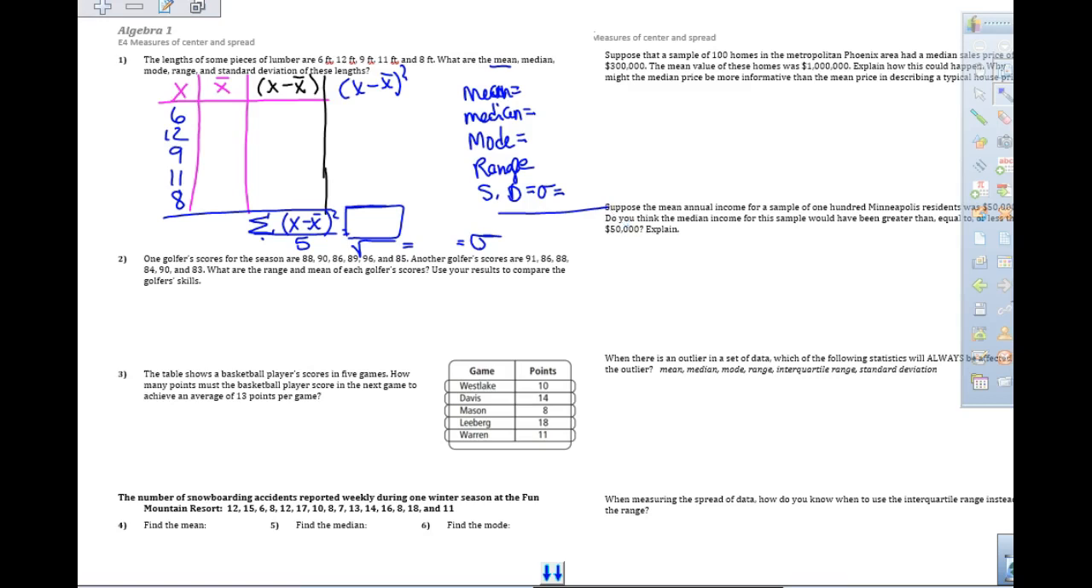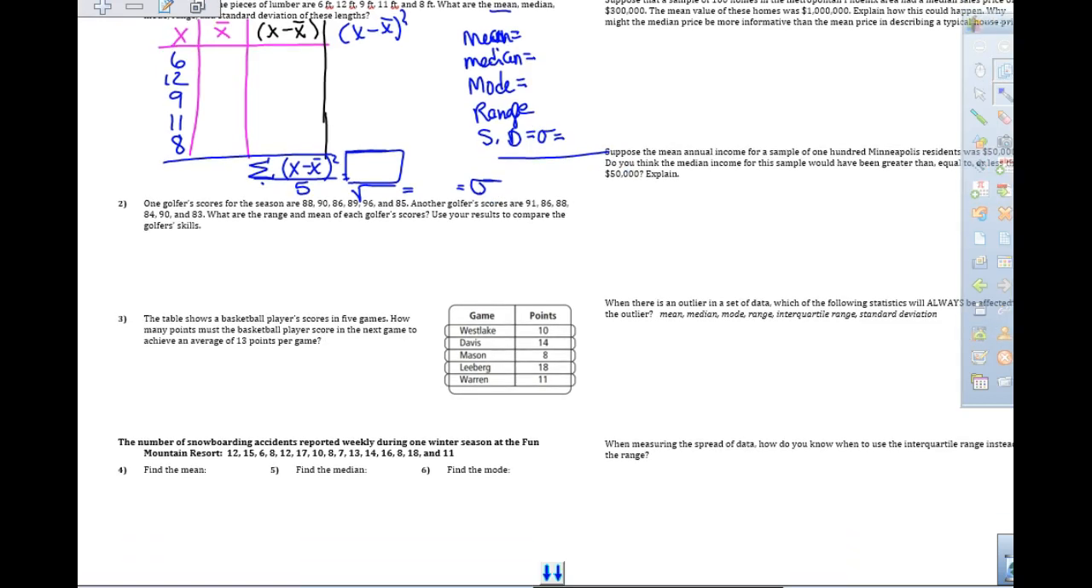I want you to look down at question number 3 right now. Question 3. So it says this table shows a basketball player's scores in 5 games. How many points must the player score in the next game, which we don't know how many they're going to score, right? That would be our variable in the next game. We don't know this next game. To get an average of 13.